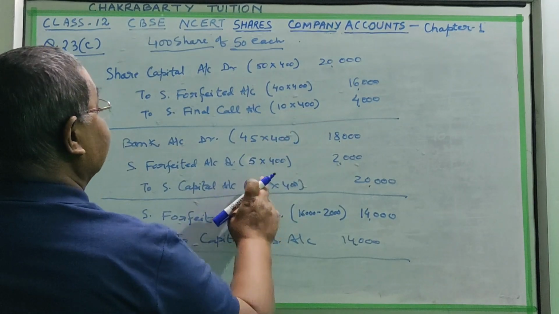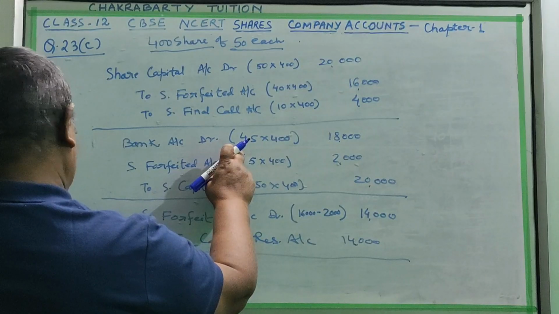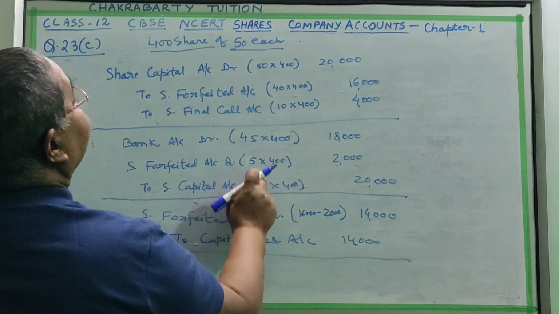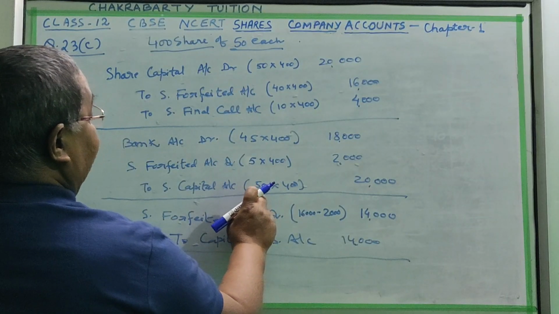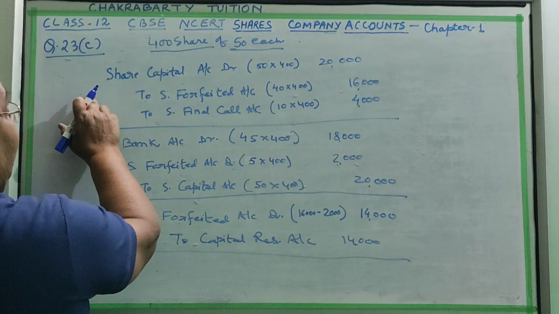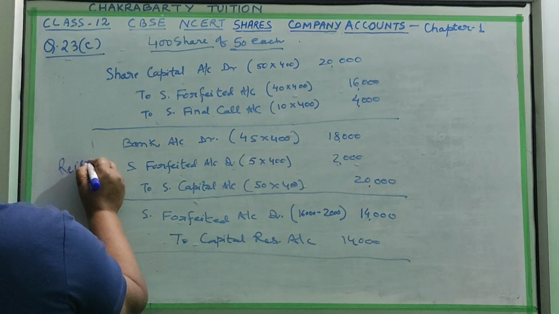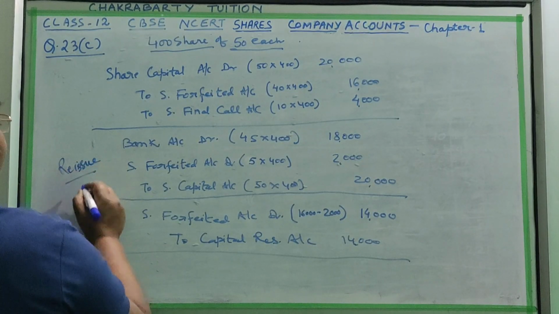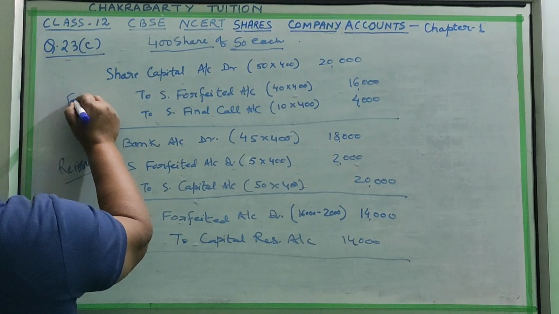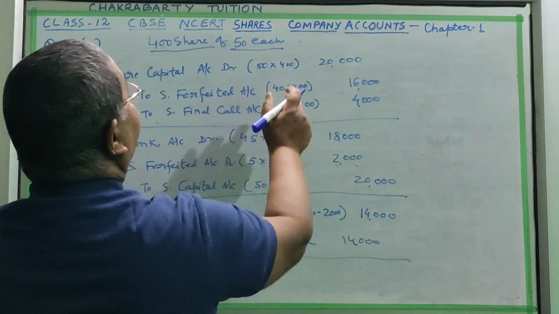These 400 shares were reissued at the rate of 45 per share as fully paid up. Fully paid up means capital will be credited by the nominal value of the share, 50 rupees. Now first we will do forfeiture, then we will do reissue, and then the transfer entry to capital reserve. You will write forfeiture of 400 shares.